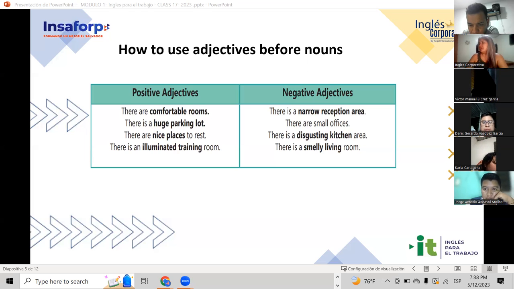Okay, there is a wood stove. Okay. What else do you have? ¿Qué más? There is a TV en vivo, creo que así es sala. There is a TV in the living room. Okay. Thank you so much. Okay, good.